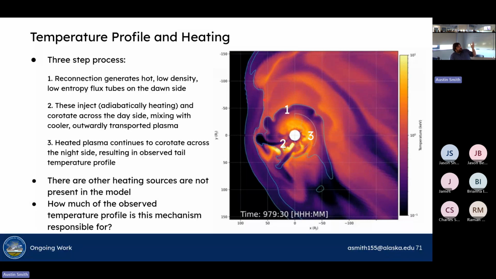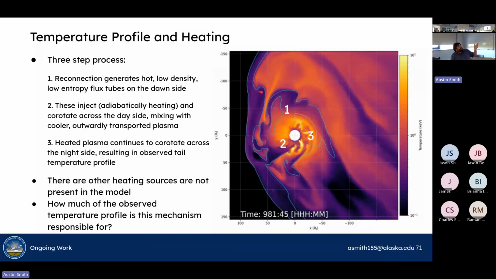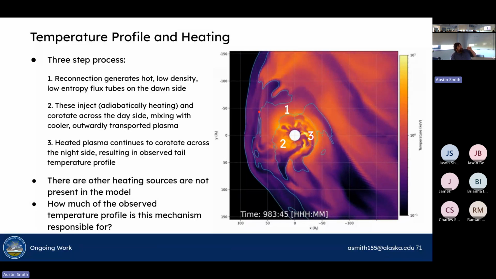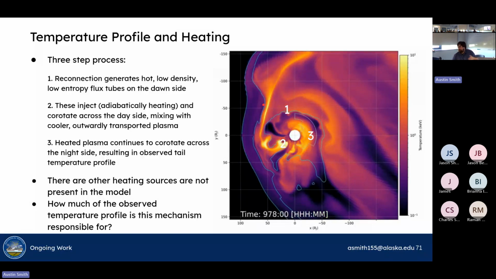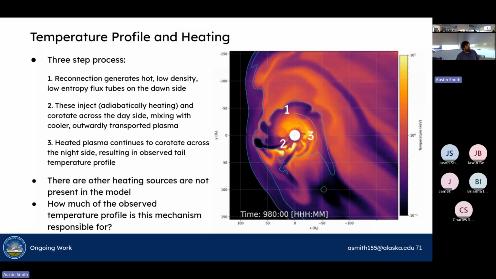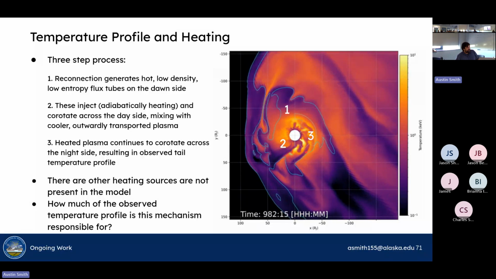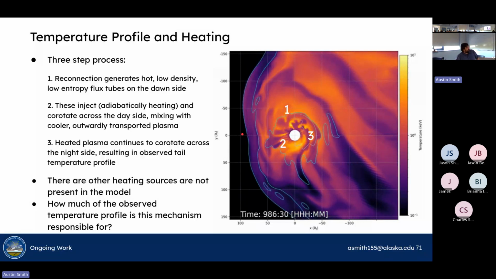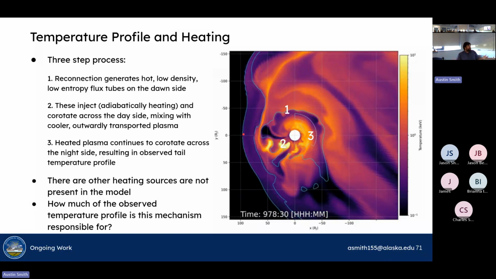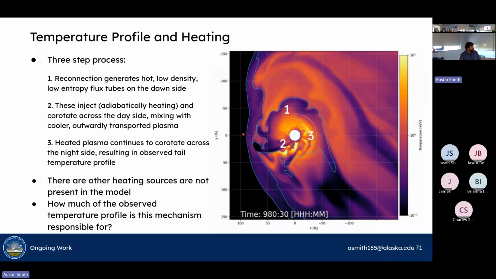Also, I should have said that the blue contours here show the 0.5 per cubic centimeter density contours. So it kind of gives an idea of the density structures in the inner and middle magnetosphere, as well as the magnetopause and bow shock.